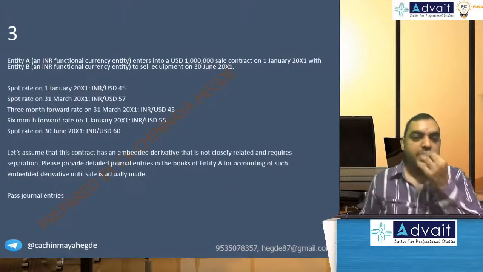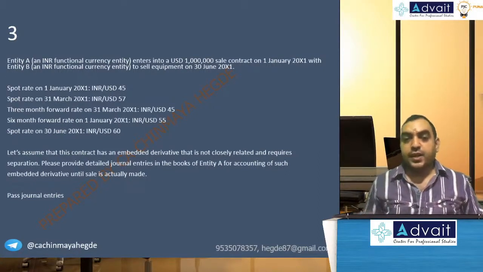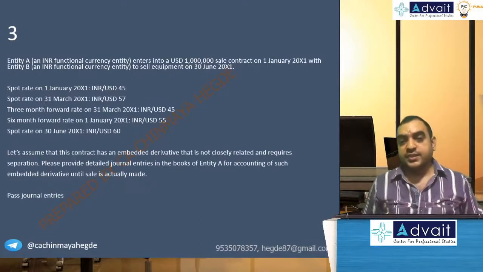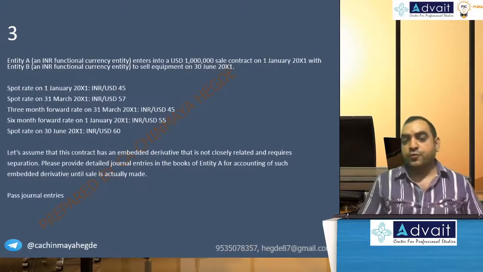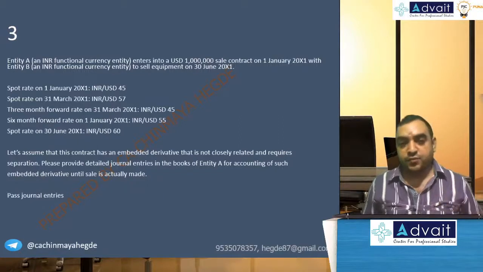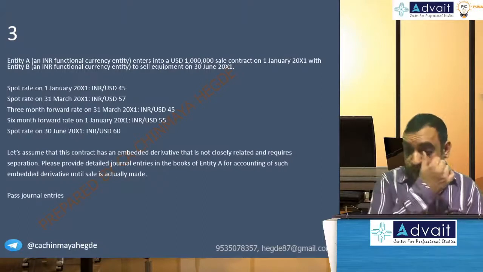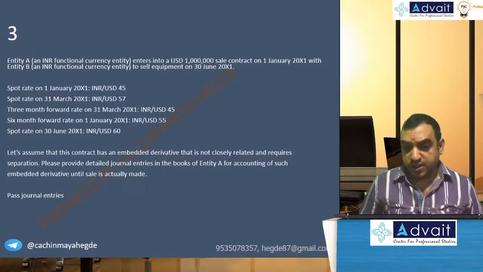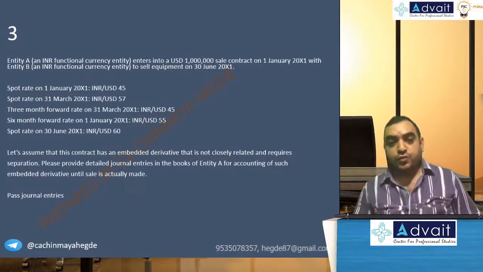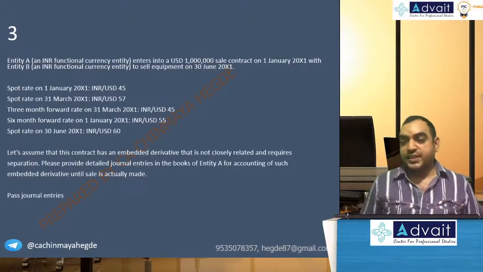Let's read the problem. Entity A, an INR functional currency entity, enters into a USD 1 million sale contract on 1st January 2001 with entity B, also INR functional currency, to sell an equipment on 30th June. Spot rate on 1st January INR 45 per USD, spot rate on 31st of March INR 57. Three months forward rate on 31st of March 2001 INR 45, six months forward rate on 1st Jan 2001 INR 55, spot rate on 30th of June INR 60.